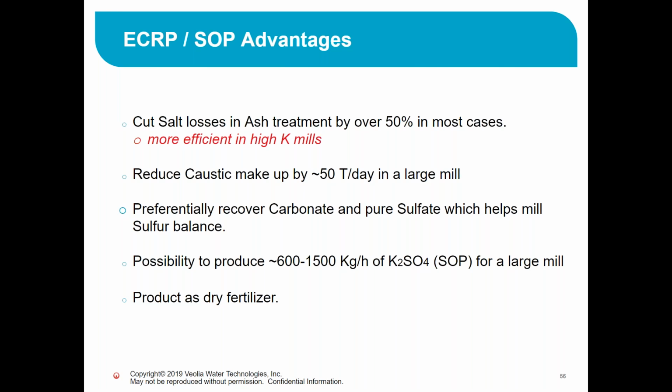And then the other thing is you're preferentially recovering carbonate and sodium carbonate over sodium sulfate, which helps the mill's sulfur balance. And the amount of SOP you can produce is going to be somewhere between 600 and 1,500 for these new state-of-the-art mills, which is a lot of fertilizer. That ends up being millions of dollars a year worth of fertilizer.